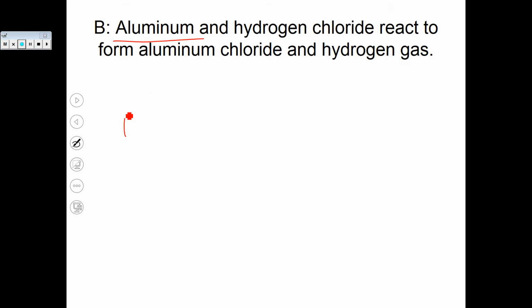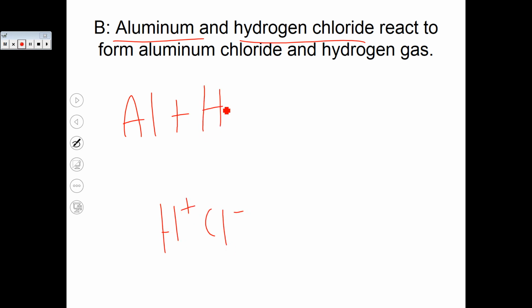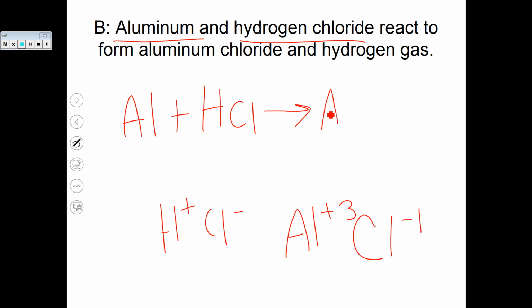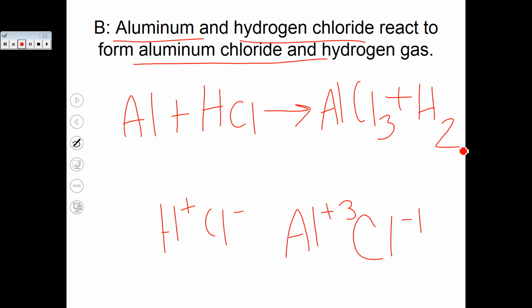Take a look at this one. Aluminum plus hydrogen chloride. Hydrogen chloride is going to be H positive, Cl minus, so that will be HCl. Reacts to form aluminum chloride. Aluminum chloride looks like this, Al3 plus, Cl minus 1, so it becomes AlCl3. And hydrogen gas. Hydrogen is diatomic, so it is written as H2. Notice the subscripts don't have to match up. You put coefficients in later to do that. So we're going to put 3 here.